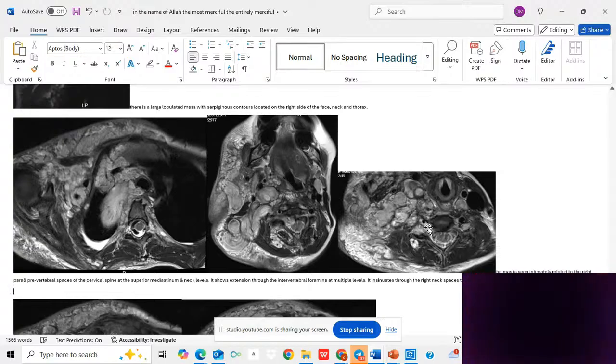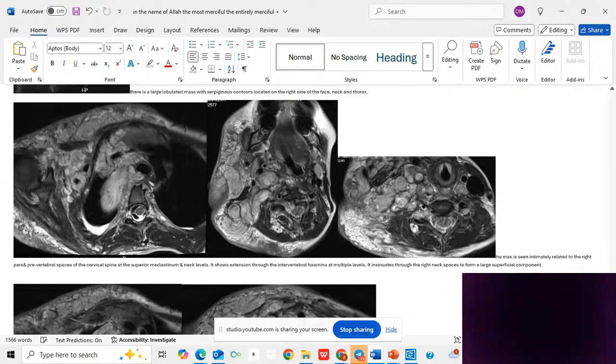Okay, this is the neck level. The mass is intimately related to the right pre and the paravertebral space. This is the pre and the paravertebral space, at the superior mediastinum and the neck levels. It shows extension through the intervertebral foramen, and this is very important, the mass shows extension through the intervertebral foramina at multiple levels.